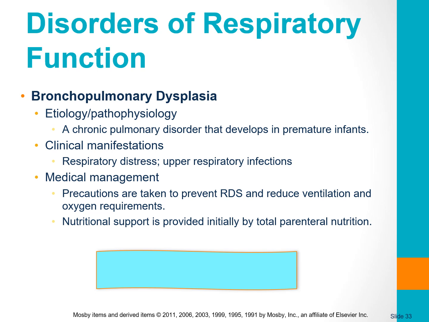How does the baby manifest with this? Respiratory distress, upper respiratory infections. And how do we prevent it? Precautions are taken to prevent respiratory distress syndrome, which would keep this from being a secondary issue. And as we reduce ventilation and oxygen requirements, we're preventing this complication. This is meticulous management of ventilation, which is why NICUs are so imperative for kids that are requiring this type of care.